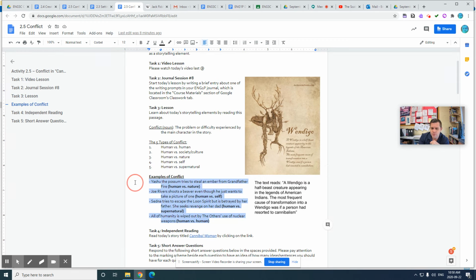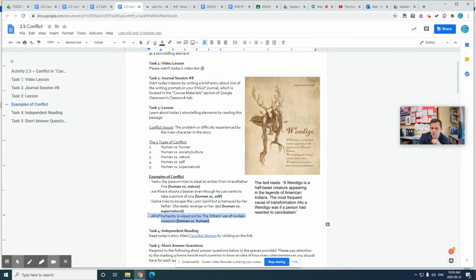So I have some examples of conflict in the stories that we've looked at so far. So Yashu tries to steal an ember from Grandfather Fire. Joe River wants to take a picture of a beaver but he actually shoots it. So that's an example of human versus self. We have Sedna and the Loon Spirit, but also Sedna and her father. So that's the story that has 2 different types of conflict. And yeah, stories can have multiple types of conflict, but I'm only going to ask you to identify one today.